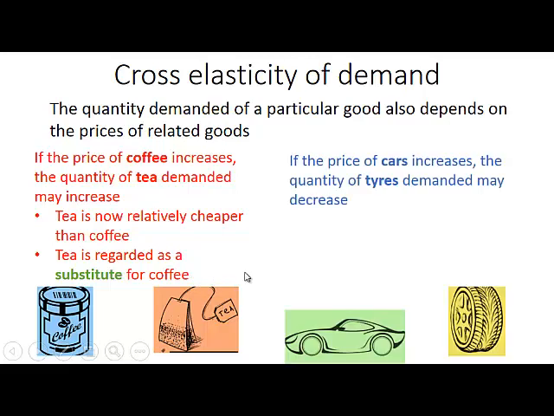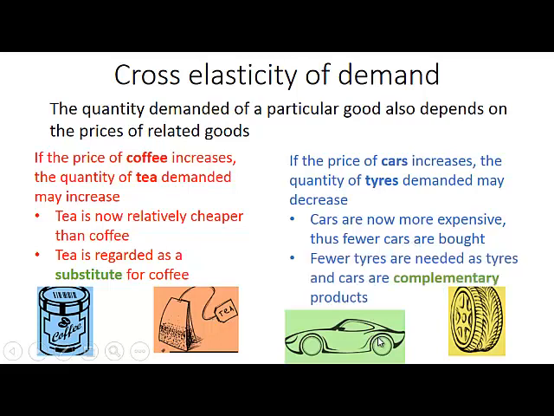Let's look at another example. If the price of cars increases, the quantity of tires which are used with the cars may decrease. That is because cars are now more expensive, thus people buy fewer cars, and therefore they also need fewer tires, because tires and cars are complementary products. So we are looking at substitute products and complementary products.